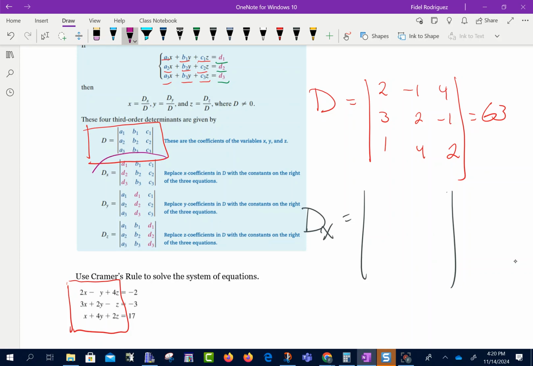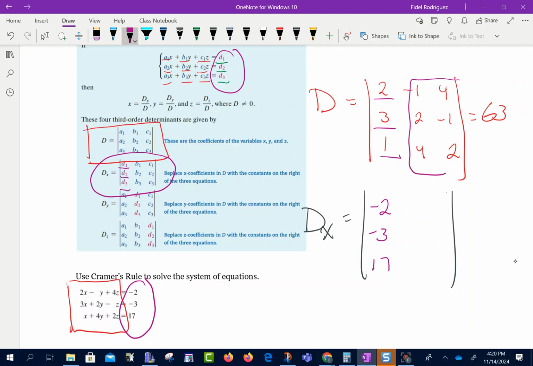What the dx matrix says we're going to do is replace the x values. We're going to replace these numbers here with the numbers on the other side of the equal sign. So those numbers, negative 2, negative 3, and 17, are going to go right there. These numbers will stay the same: minus 1, 2, 4, 4, minus 1, and 2. And now I'm going to find the determinant for this matrix.